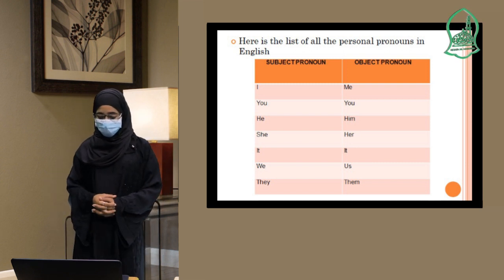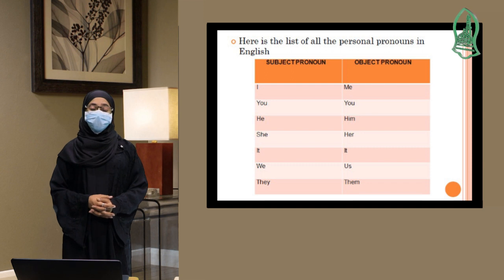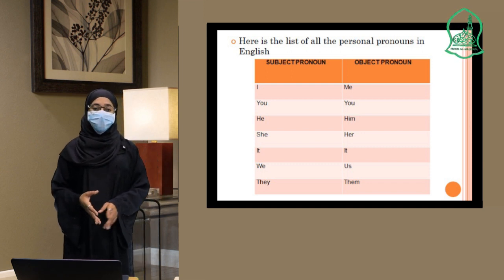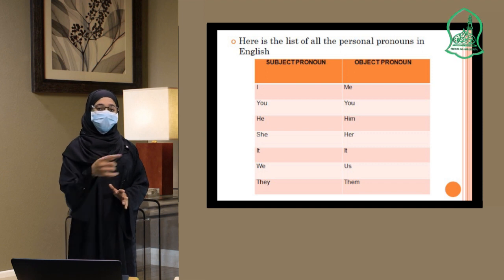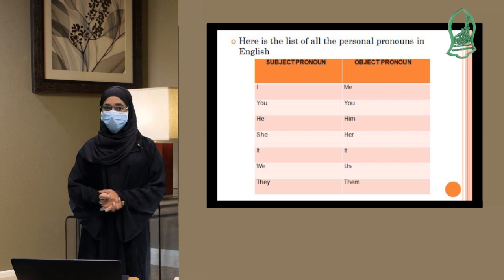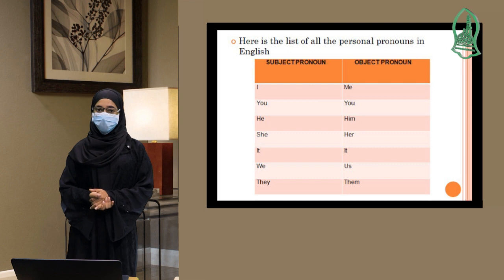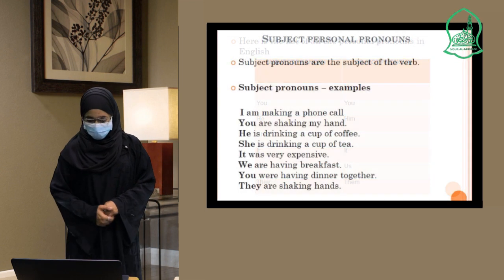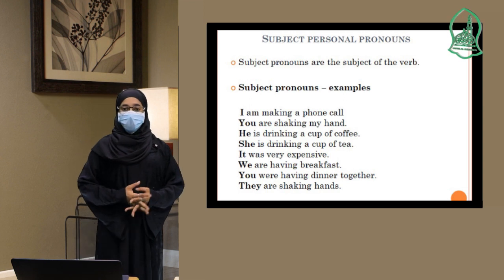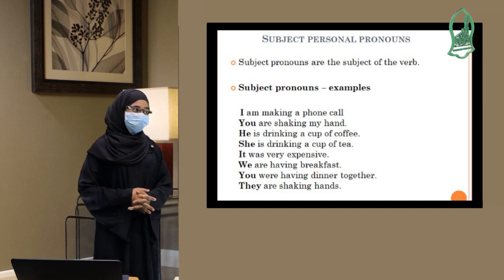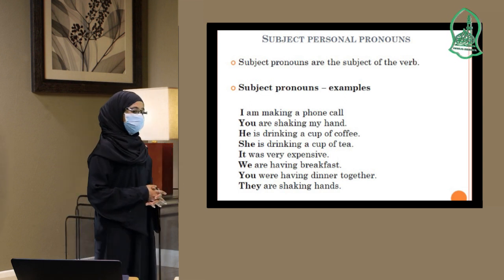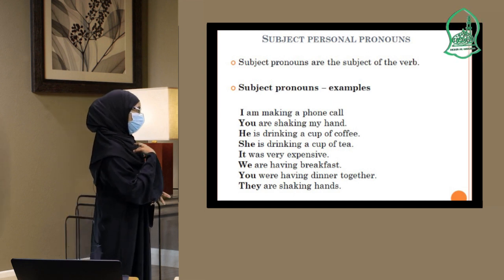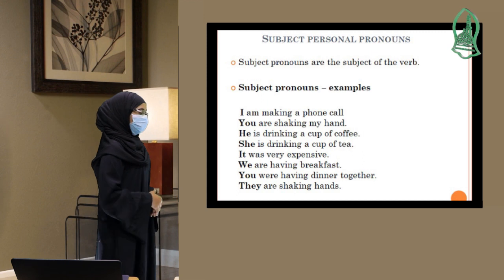And then the last one we have is they. They, if the people are many and are not there, it can be a girl, a boy, maybe a man, a woman, but they are many. So for replacing their names, we are using the subject personal pronoun. Let's see examples here. I am making a phone call. I'm talking about myself. I don't want to mention my name, so I use the subject personal pronoun I.